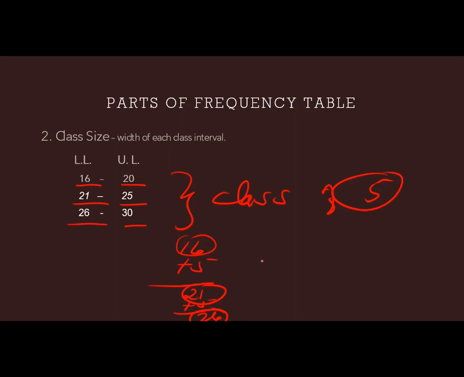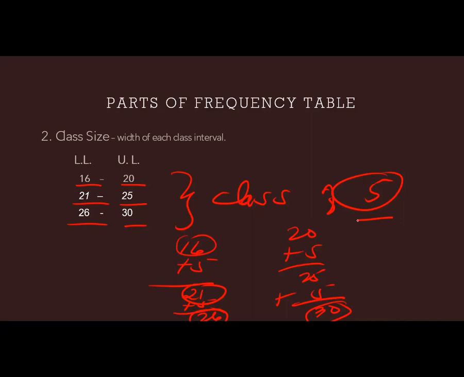Even if we scrutinize also the difference of the values in the upper limits, we have 20 plus 5, 25 plus 5, we will be able to get 30. So again, the class width or the class size here is 5.